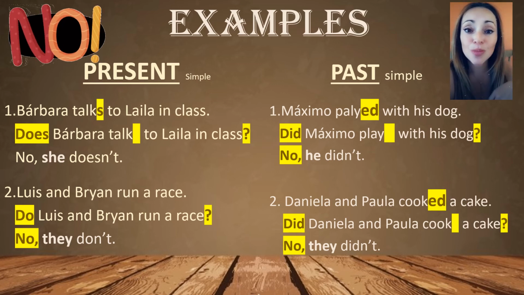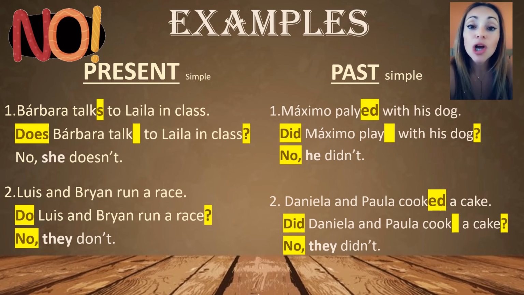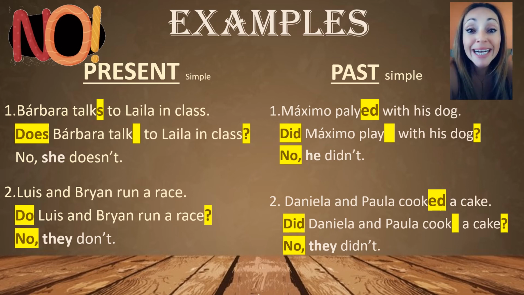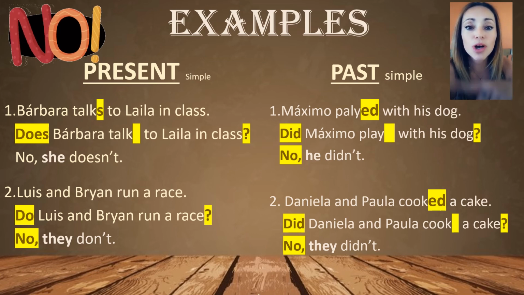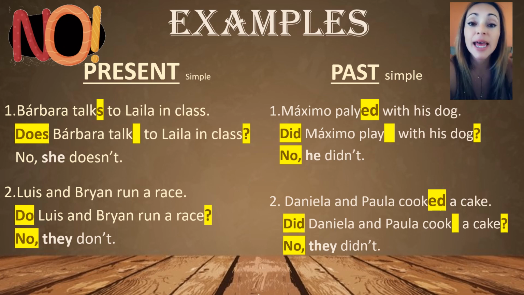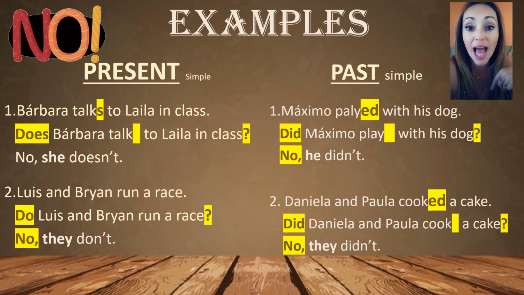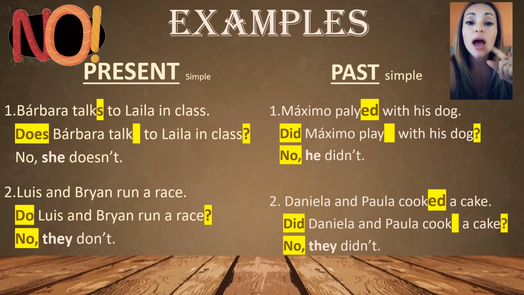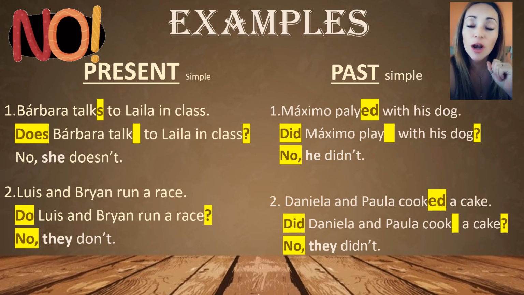Example number 2, Daniela and Paula cooked a cake. So we're going to start with the only option we have, did. Did Daniela and Paula cook a cake? Again, we're going to take off the ed. We don't need it because we have the past indeed. And the short answer, it's going to be no, they didn't. They, because Daniela and Paula are they as personal pronouns.